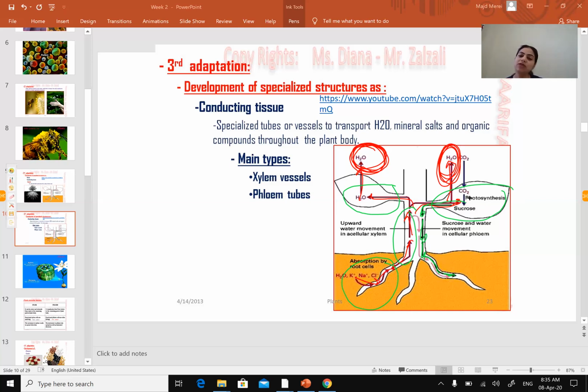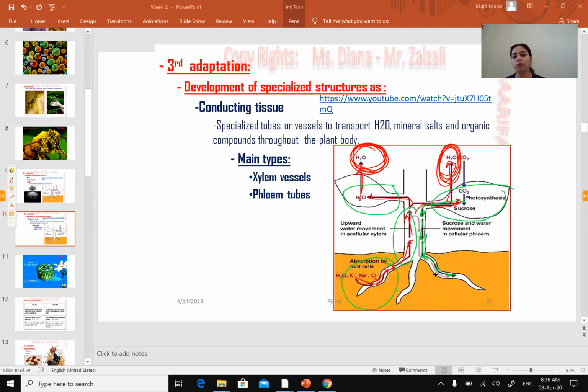So from leaves to stem, then roots. After that, when the plants need energy, the plants will translocate the stored food again from, for example, roots to leaves. So xylem transports water and minerals from roots to stem and leaves. Notice, in one direction, which is upward.